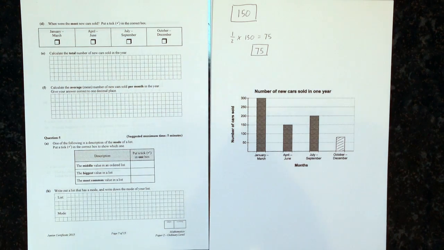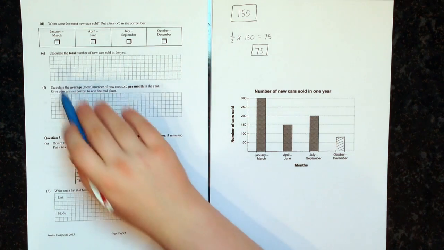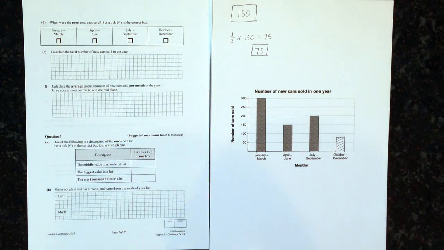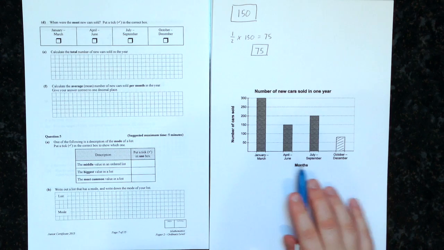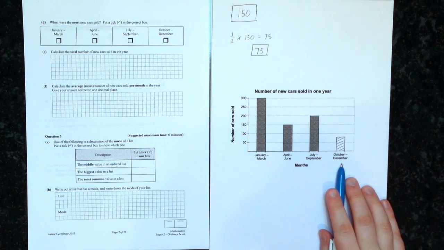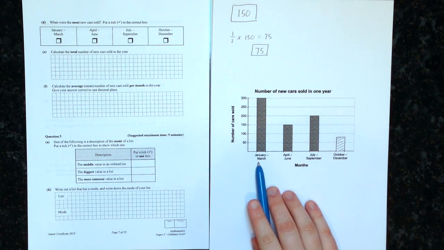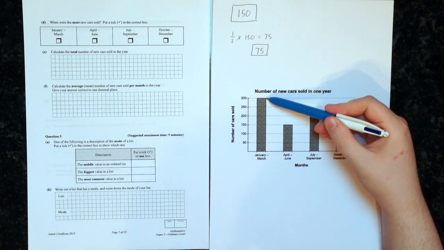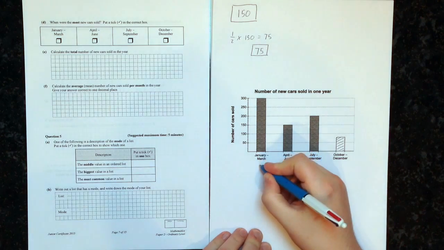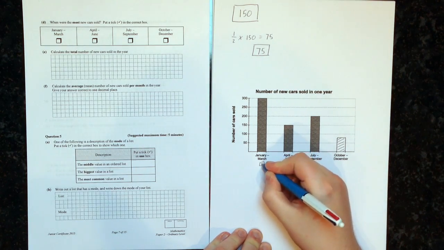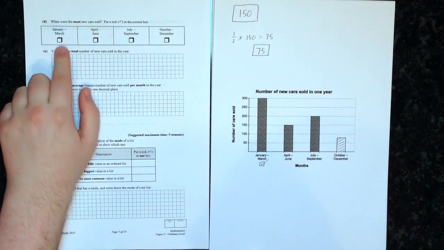Part D. When were the most new cars sold? Put a tick in the correct box. So it gives us each of the 4 possible options. So January to March, April to June, July to September, and October to December. And the time period that sold the most cars was January to March, because they sold 300. Each of the other months sold less than that. So you put a tick in the box beneath January to March.